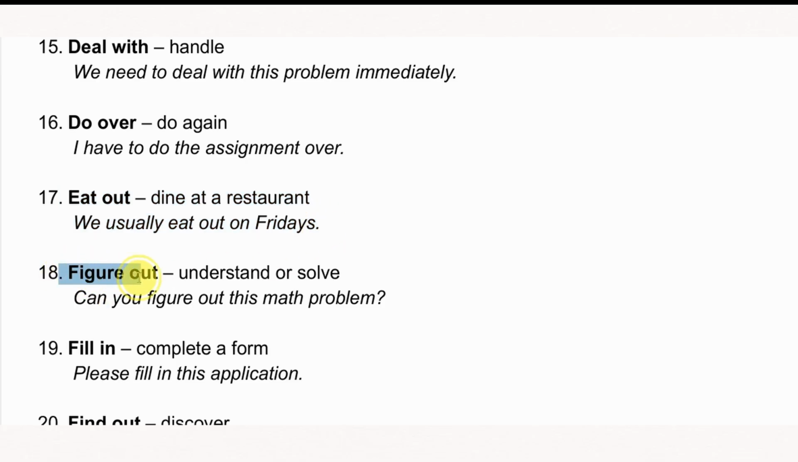18. To figure out. To figure out means to understand or solve. Can you figure out this math problem? Can you solve this math problem? 19. To fill in. This is to complete a form. Please fill in this application.